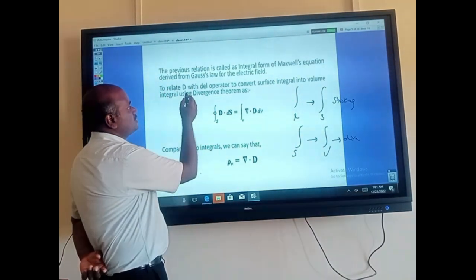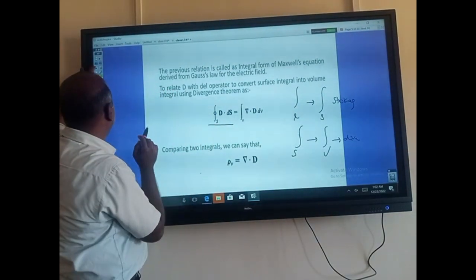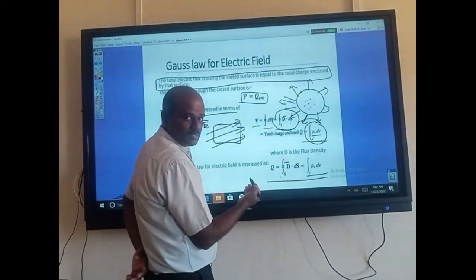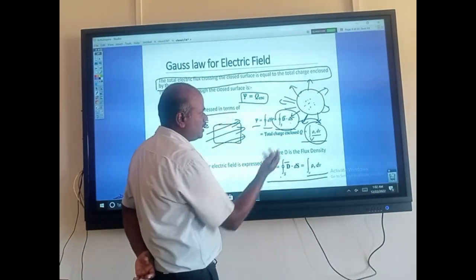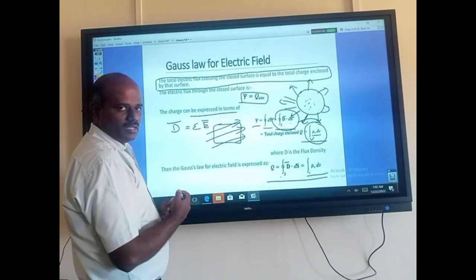So what does this theorem say? The left hand side is a surface integral. In the previous equation you can see one side is a surface integral and the other side is a volume integral, so we cannot directly equate them. Either we use the divergence theorem or the Stokes theorem. We will try to equate these two things and find the result.